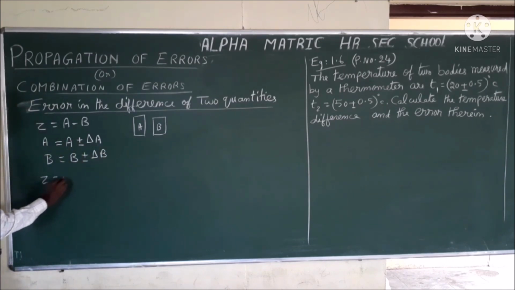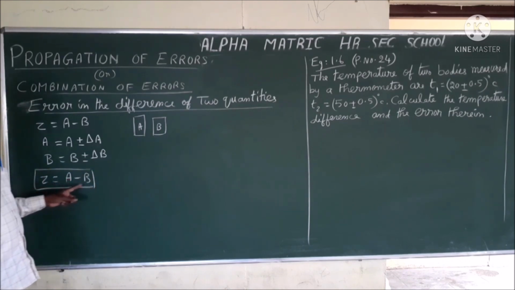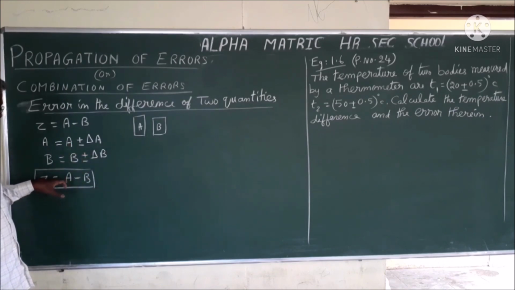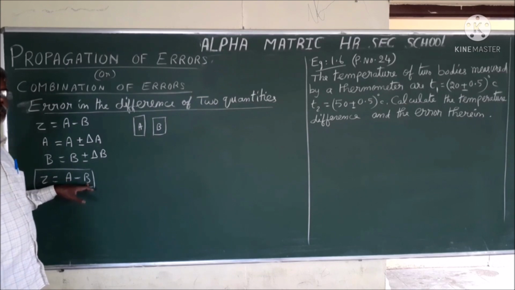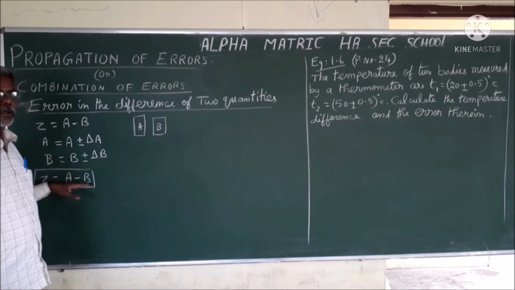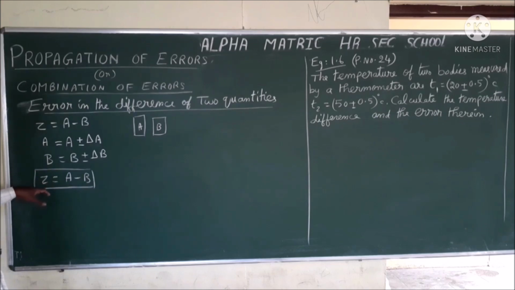Already it is known that Z is equal to A minus B. If I subtract these two values, surely the result will have some error, because when I am measuring A there is some error, and here also when I am measuring B there is some error. So if I subtract these things, there will be some error in the result also. So I can write the result as Z plus or minus delta Z. Why do I have this? Because when I am subtracting this, there will be some error in the result.